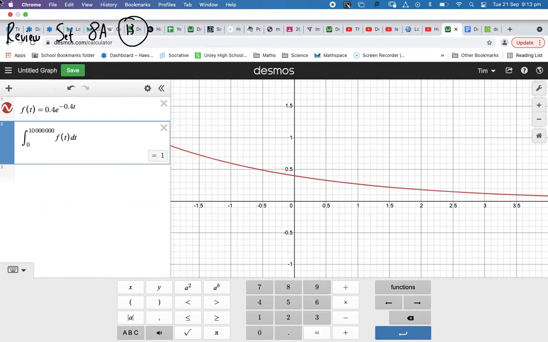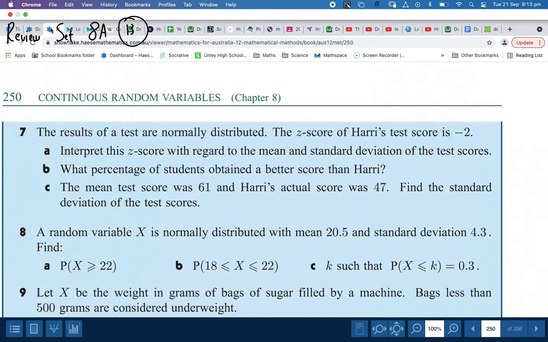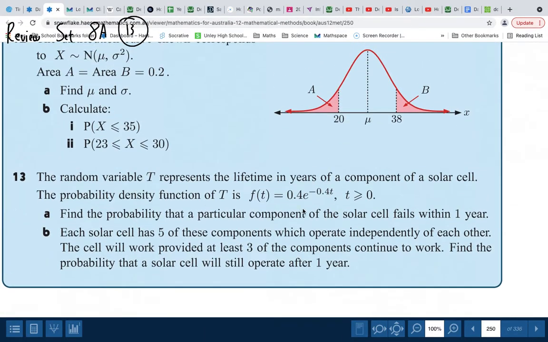Anyway, let's go back to the question. And perhaps you could ponder why that's 0.4 and that's minus 0.4 and that the integral equals 1. But the question doesn't ask us to do that. It just says find the probability that a particular component of this cell fails within 1 year. Right, so we've got this equation where f of t is the lifetime.